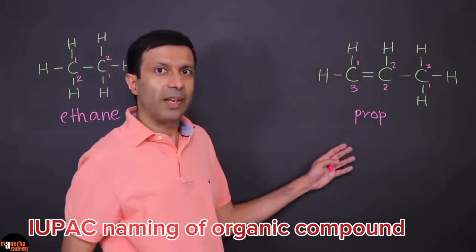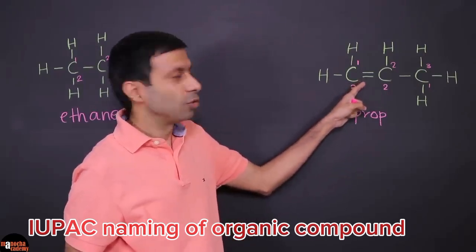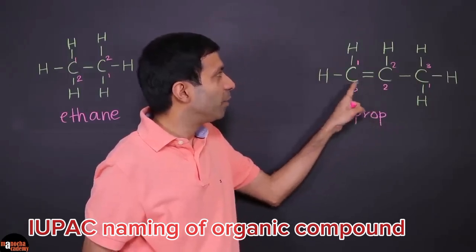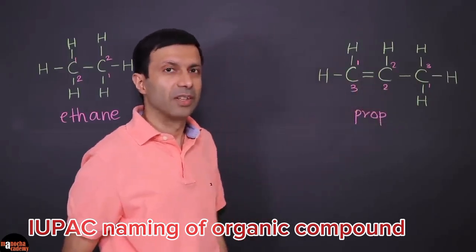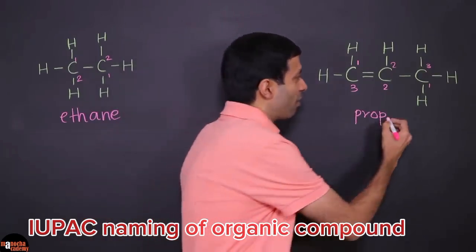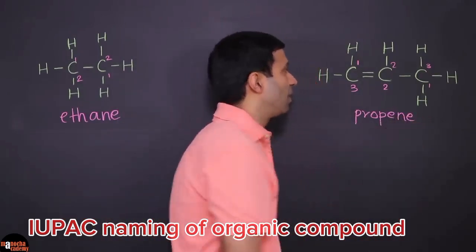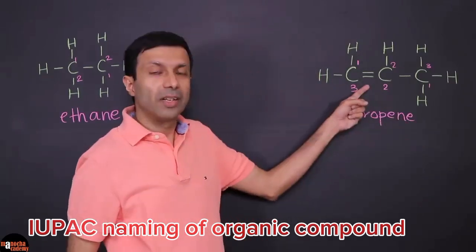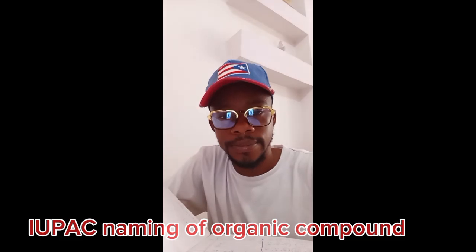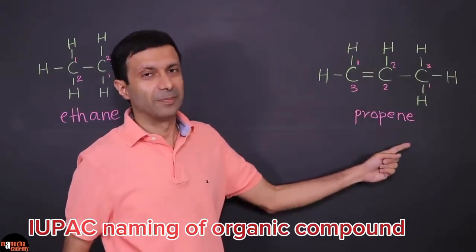And is this a propane? No, because there's a double bond here. So there's a single bond between these 2 carbon atoms, but there's a double bond between these 2 carbon atoms. So it's an alkene. So the name is going to be propene. And if we had a triple bond here instead of a double bond, what will the name be? Yne. That's right. It would have been propyne.